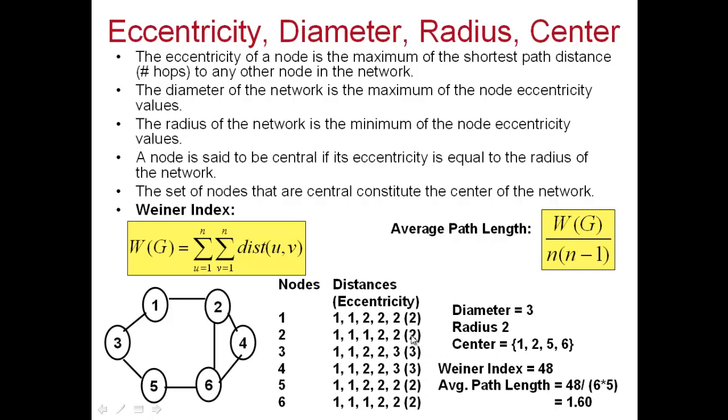And the center of the graph is those vertices whose eccentricity is equal to the radius, which in this case is 1, 2, 5 and 6. And the Wiener index is the sum of all these non-zero distance values, which comes out to be 48. And you have again here 6 vertices, and for each vertex you have 5 entries in the distance vector, so it is 6 times 5 in the denominator. Okay, so that's how we get the average path length.